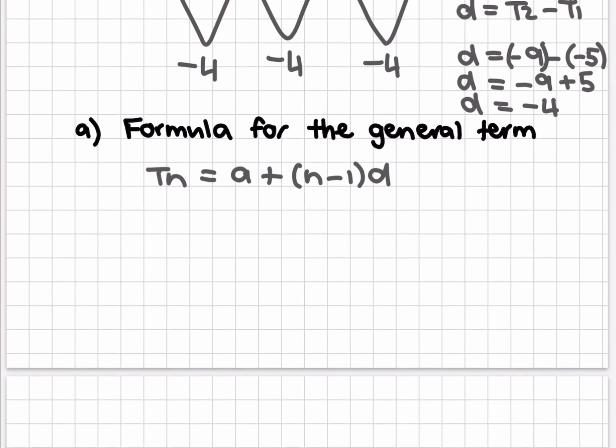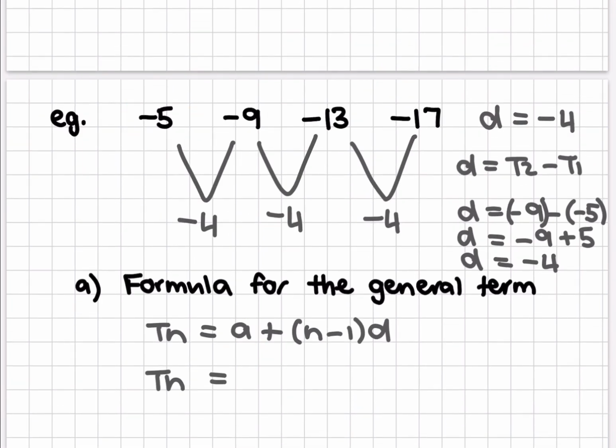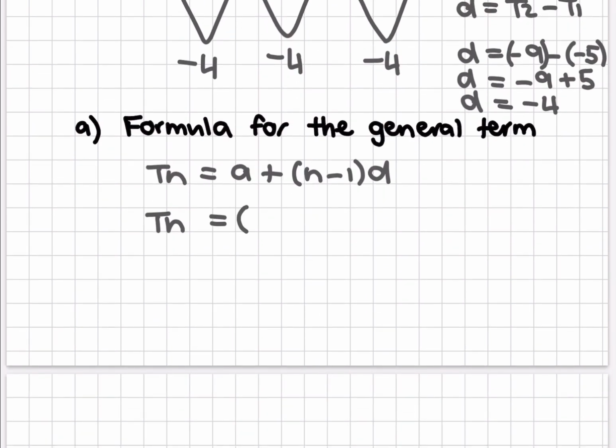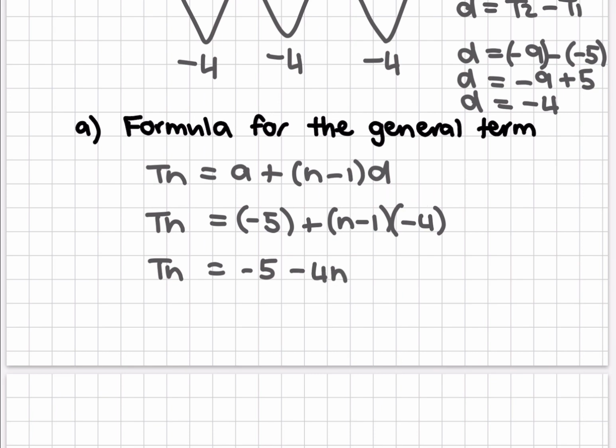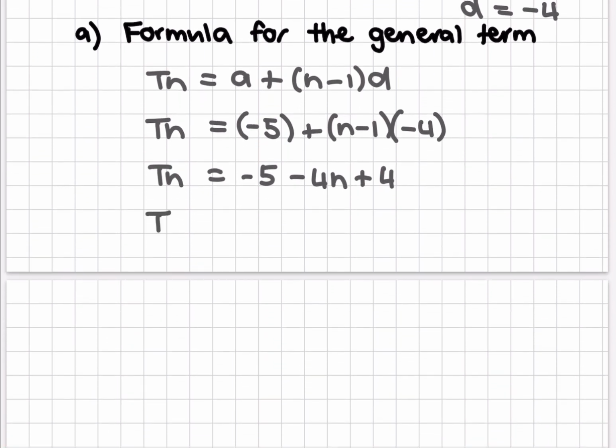We're going to sub things in. Tn, a is the first term, so a is equal to -5 plus n minus 1, and d is equal to -4. We're going to say Tn is equal to -5. We're going to sub this -4 into there. It's going to be -4n plus 4. Then to simplify, we just get all our like terms together. We end up with -4n. -5 plus 4 is -1. And that's the formula for the general term.